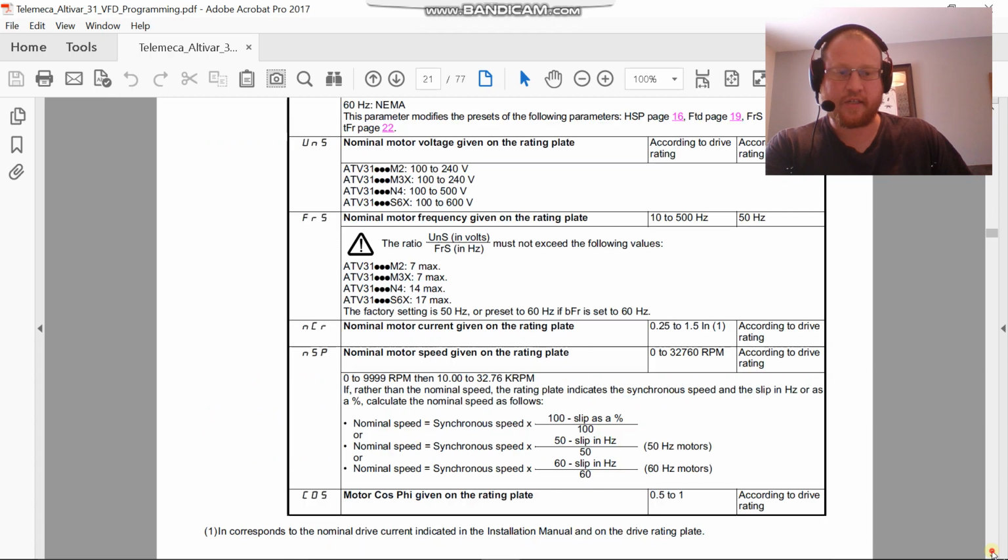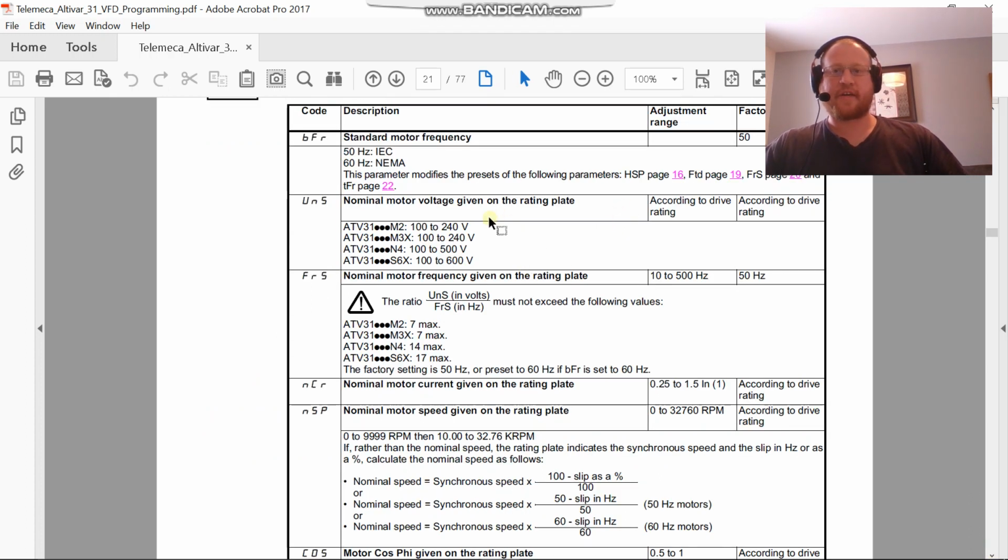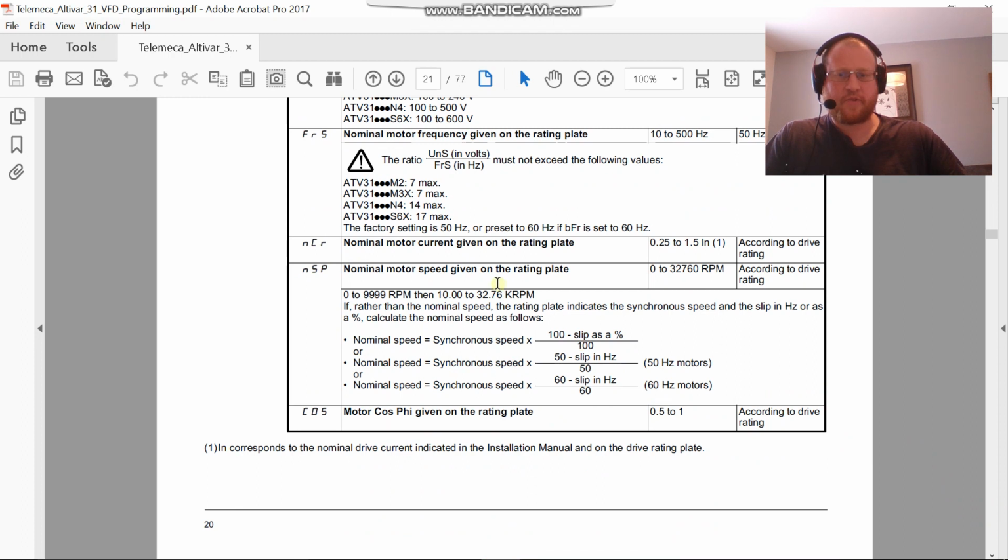Page 21. So this is that DRC menu. This is our motor nameplate information. We're in North America, so we would make sure that was set to 60. Nominal voltage rating. That's the motor nominal voltage rating, so it could be 208, 230, 240. Just look at your motor nameplate to determine what that voltage is. Okay, nominal motor frequency as well. Nominal motor current. All these things are going to be on the motor nameplate.